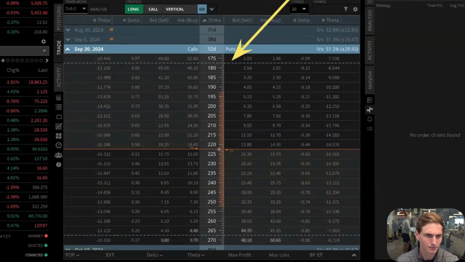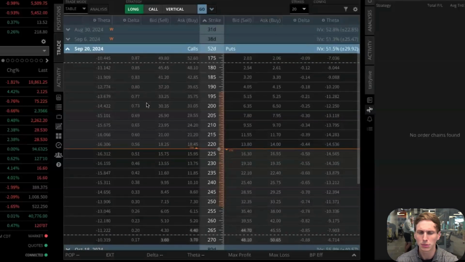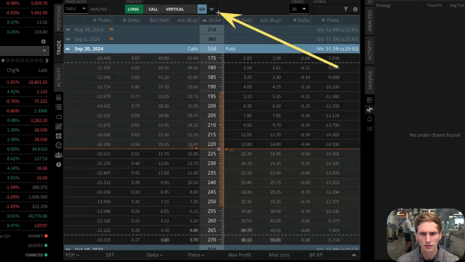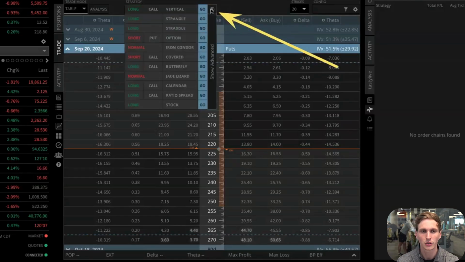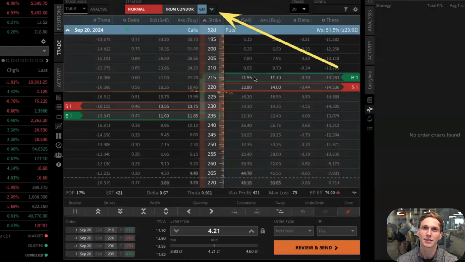but I'll show you how they both align in just a second. I saw someone asking, let's place a butterfly spread. Let's do that. If you wanted to place a butterfly spread, you could do it by clicking on the bid and asks on either side, or if we want to, we can also go up to our strategy selector, go to normal iron condor and click on go. And now that's going to set up a default trade right near at the money.